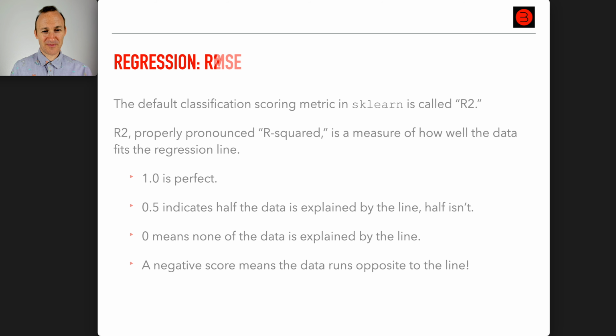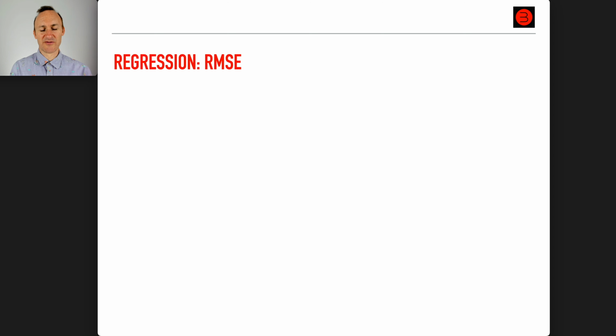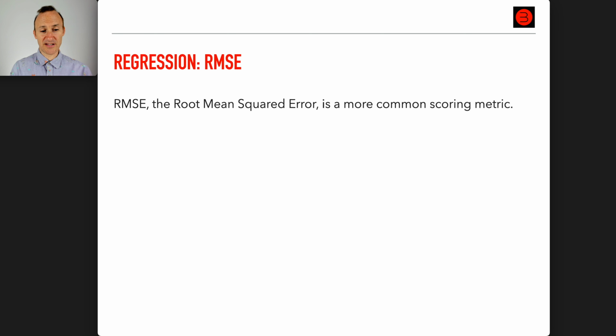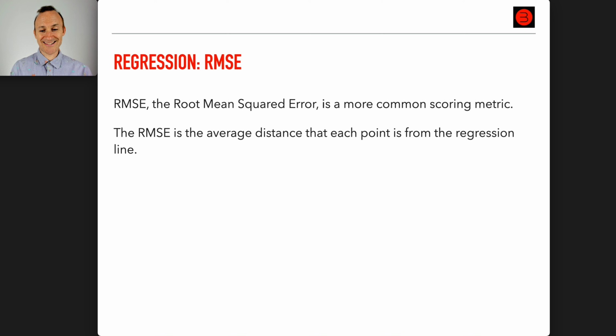So let's take a look at an alternative called the root mean squared error. RMSE, the root mean squared error, is a more common scoring metric for regression. The RMSE is the average distance that each point is from the regression line.